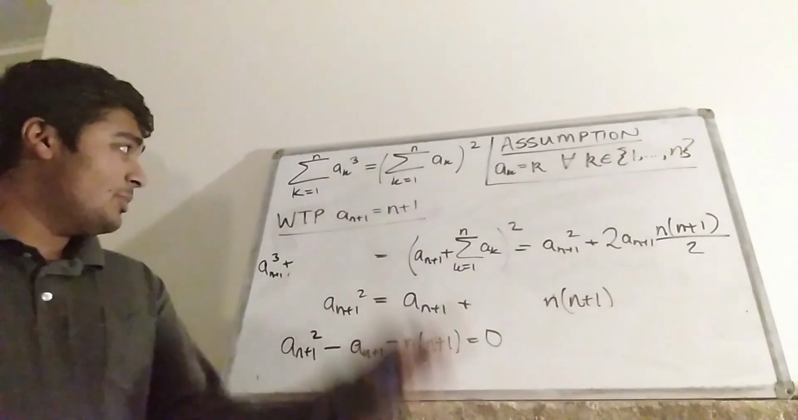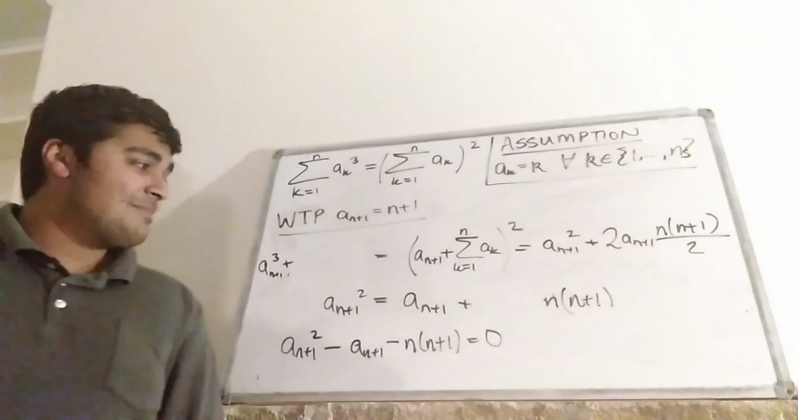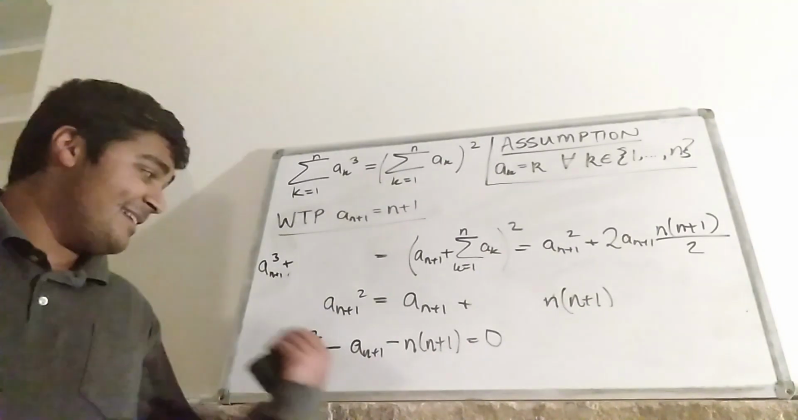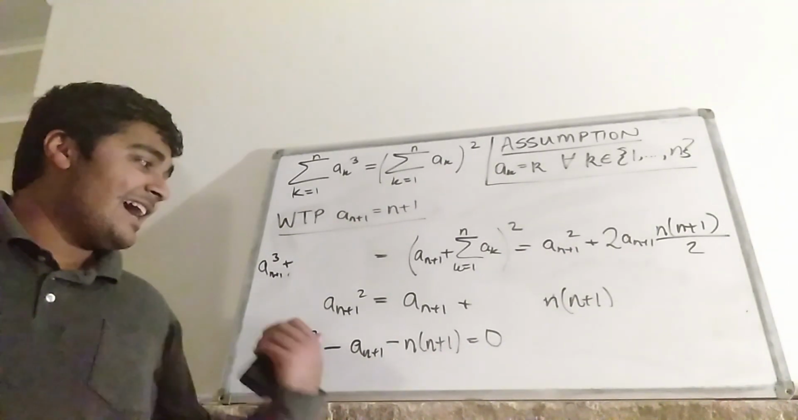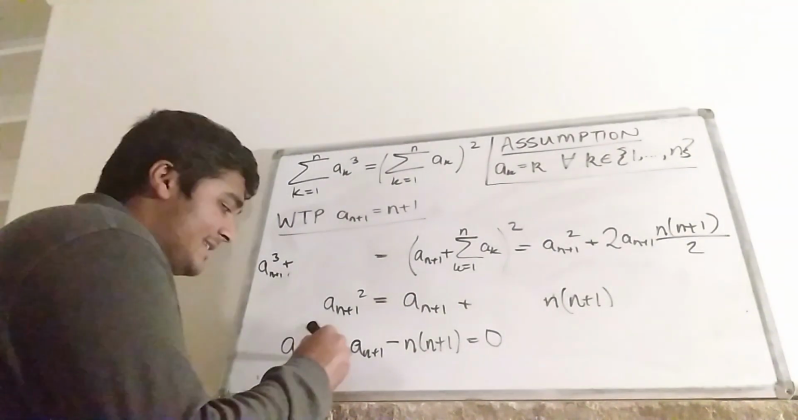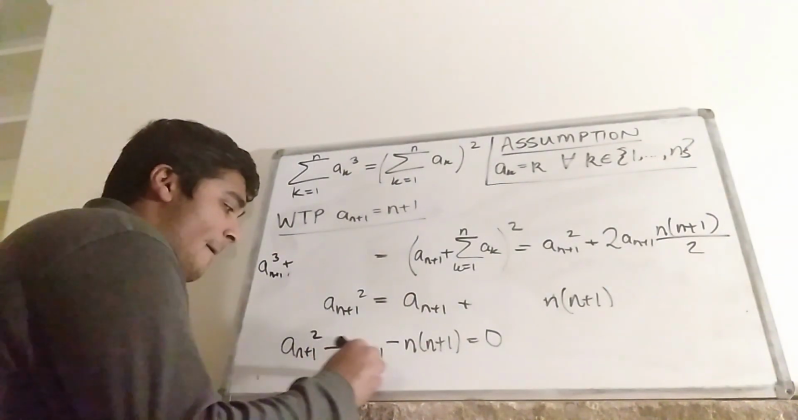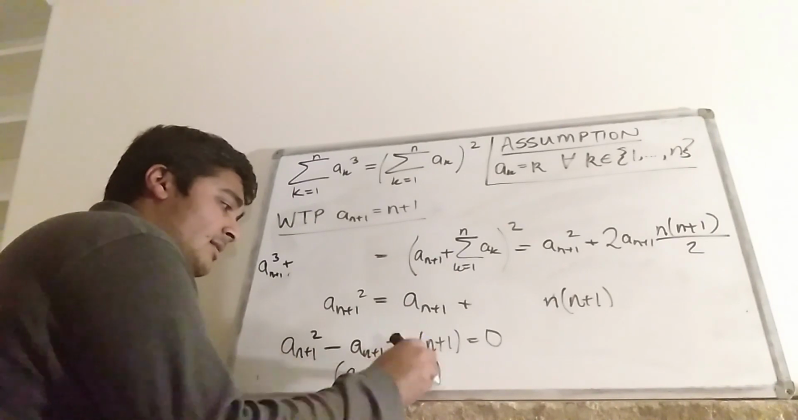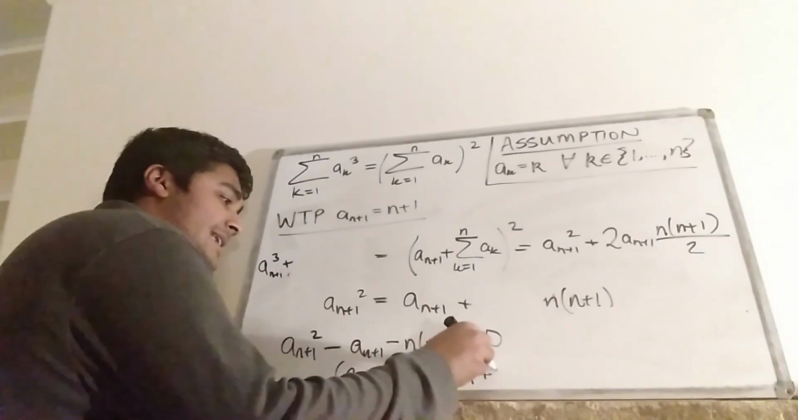Okay, and now remember, we want to show that a_{n+1} equals n plus 1, so it would be really nice if n plus 1 was a root of this equation, and it's not too difficult to see that it is, and in fact you can factor this out nicely. This thing here factors to (a_{n+1} minus (n plus 1)) times (a_{n+1} plus n).